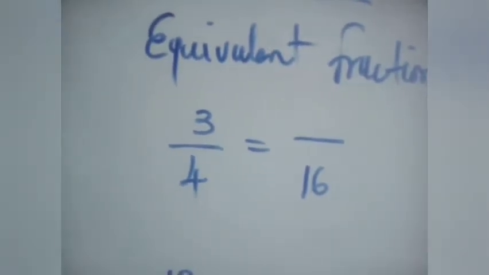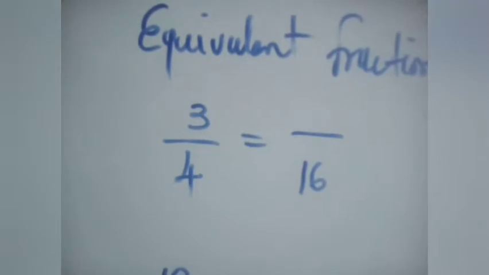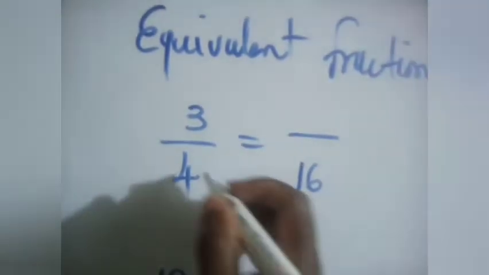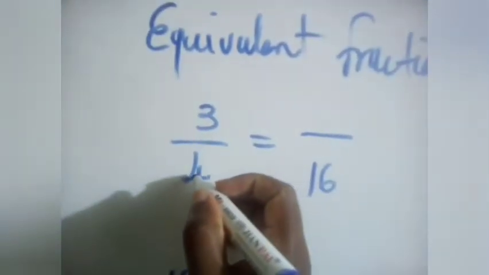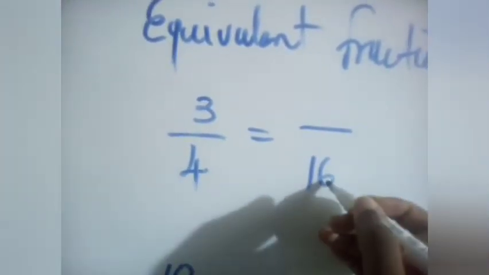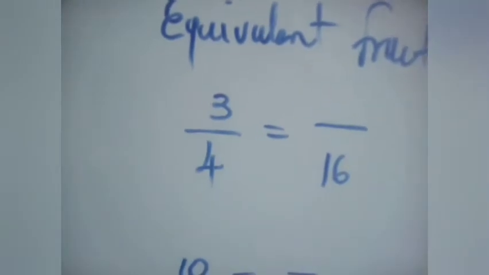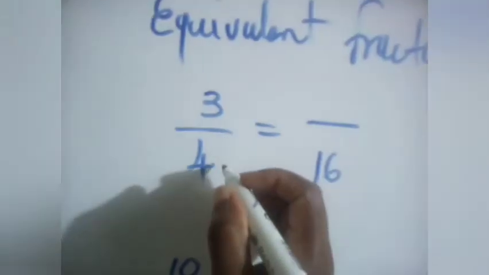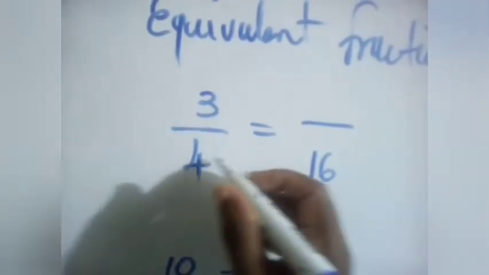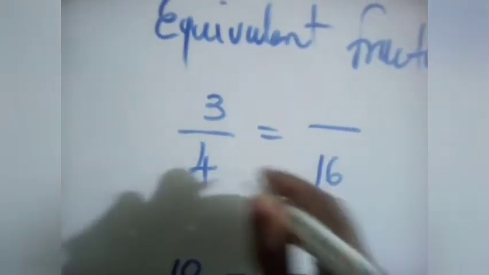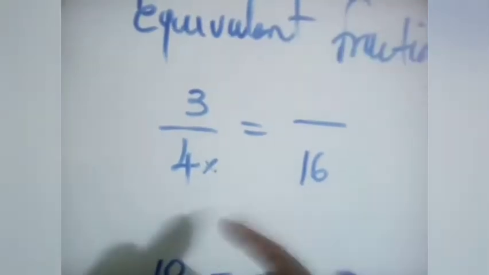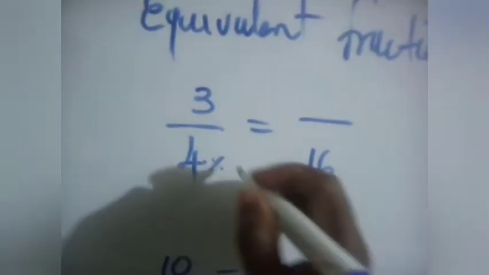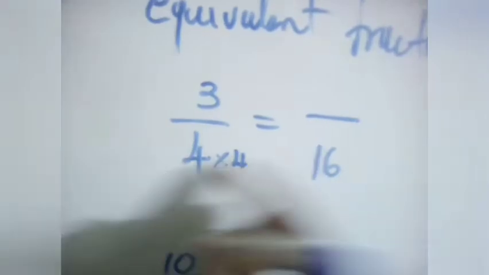Now, an easy way that I came up with for my students to do it is we inspect the two known numbers. So we have 4 and we get 16. So I normally tell them, what do we multiply? If it's a smaller number, we multiply, right? So what do we multiply 4 by to get 16? That would be 4. So 4 times 4 is 16, so we do the same.